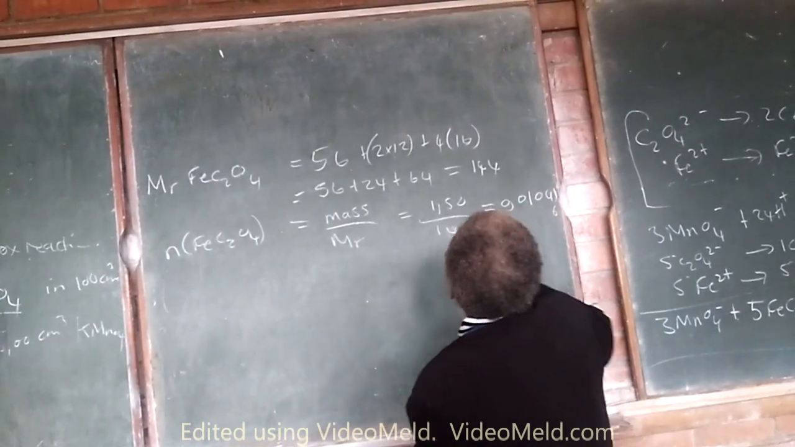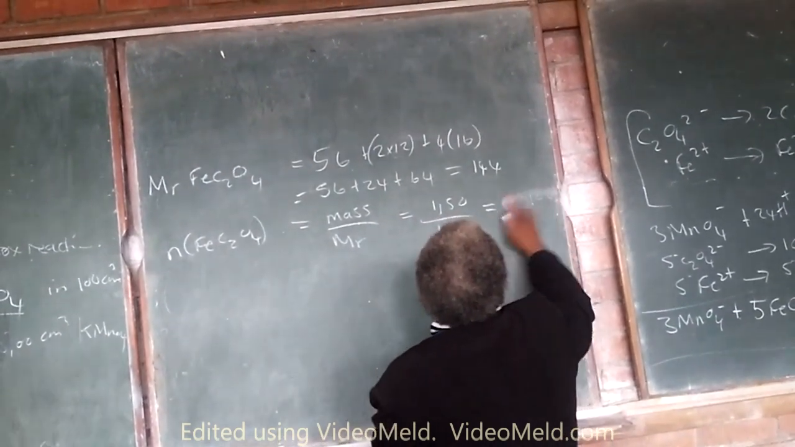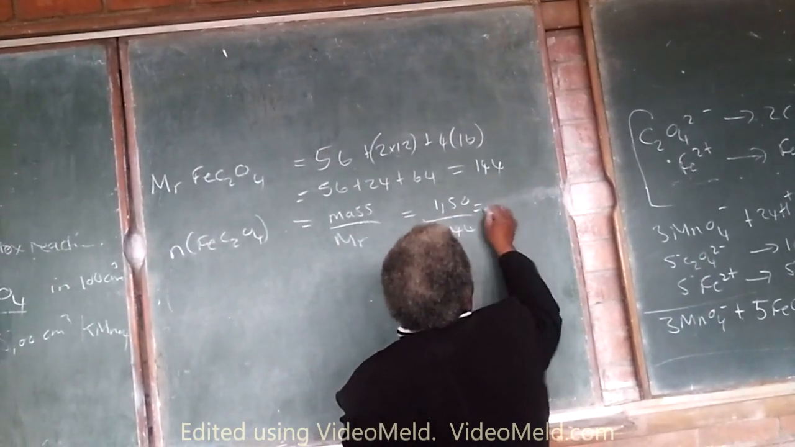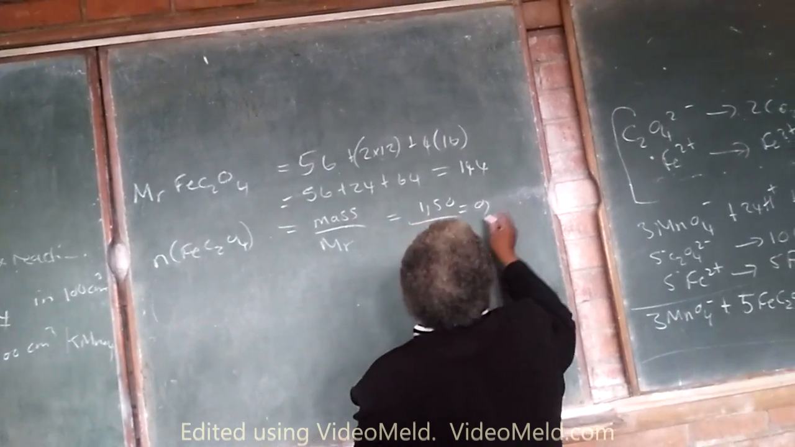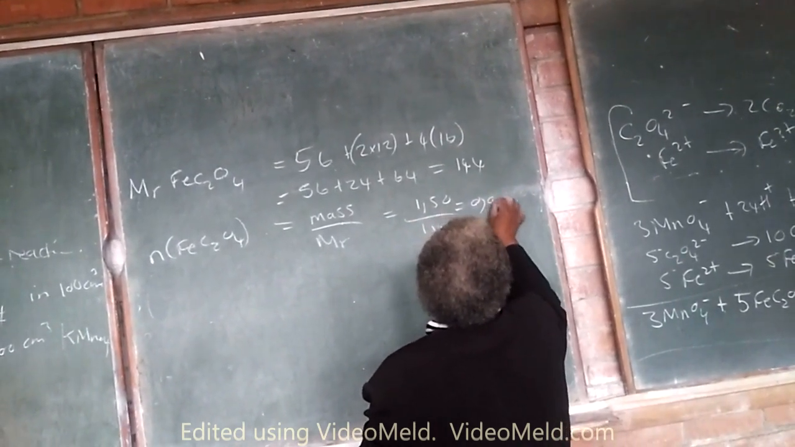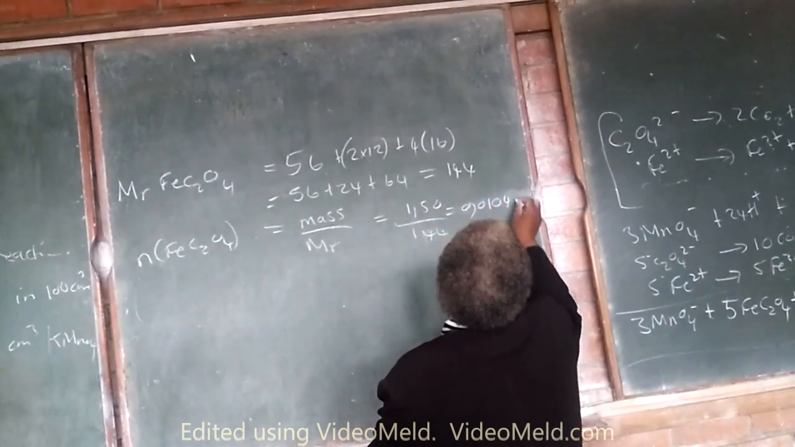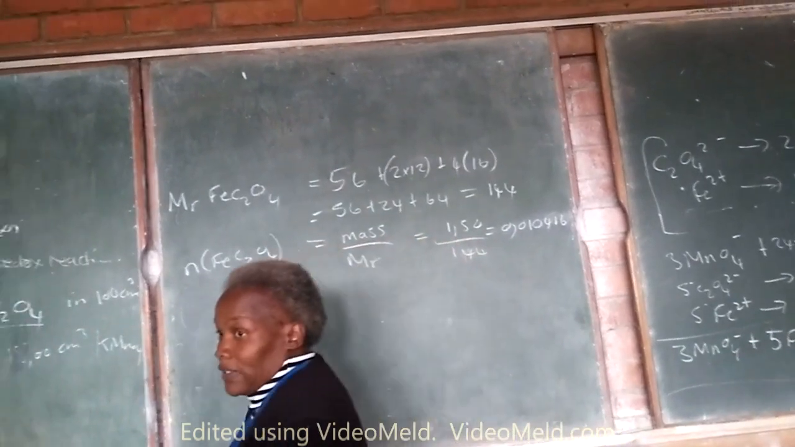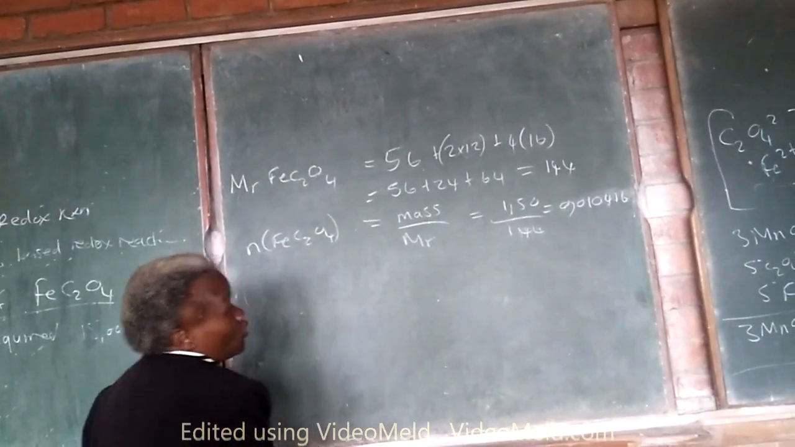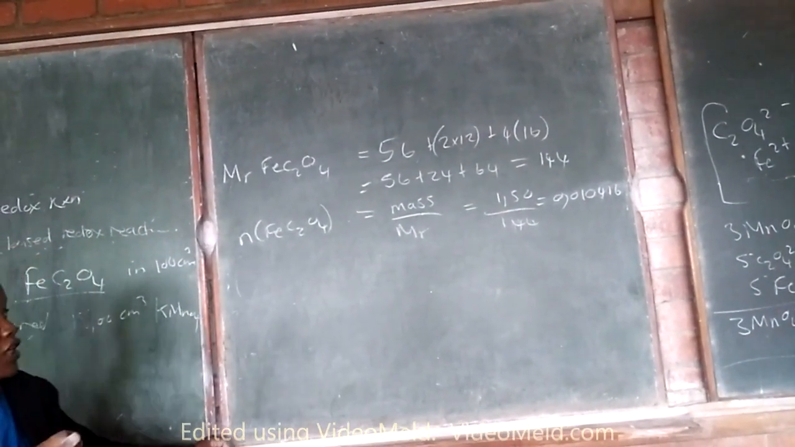0.0104116. Because I want to use the value in further calculations, I'll try to leave it correct to about 4 or 5 significant figures. So 0.0104116. I think I'll leave it like that, because I need to use it in further calculations.